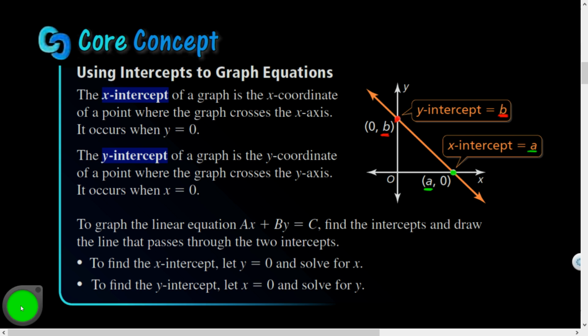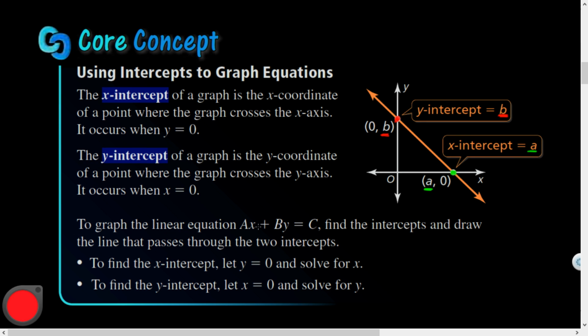And similarly, y-intercepts occur when x equals 0. So here's 0, 0, here's 0, 1, here's 0, 2, here's 0, 3, here's 0, b, here's 0, negative 2. All of those have 0 as their x-coordinate. And so y-intercepts can only occur when x equals 0. And that's where these concepts come from.